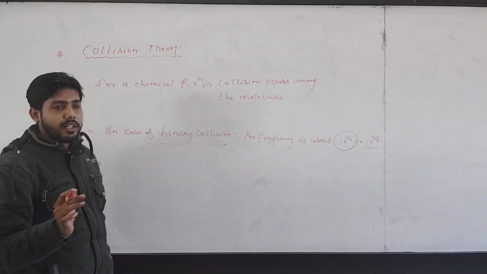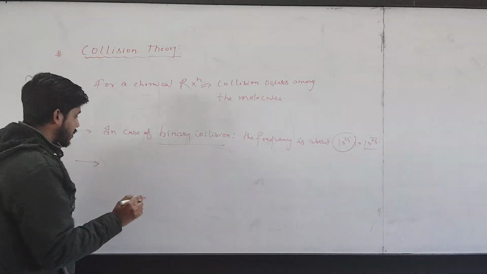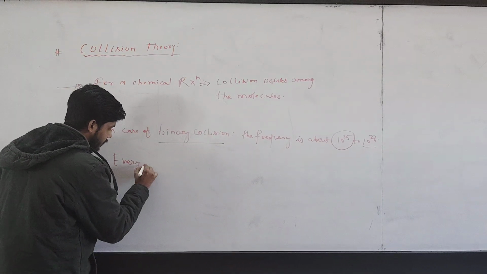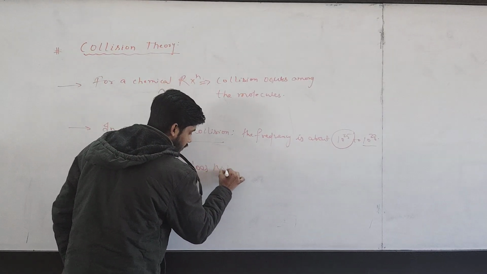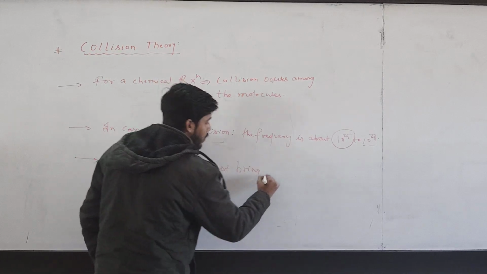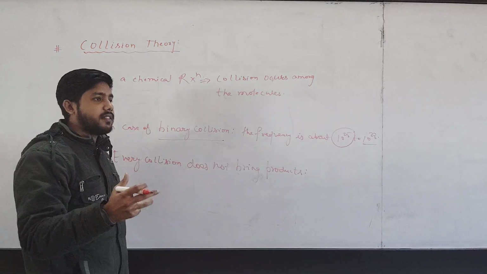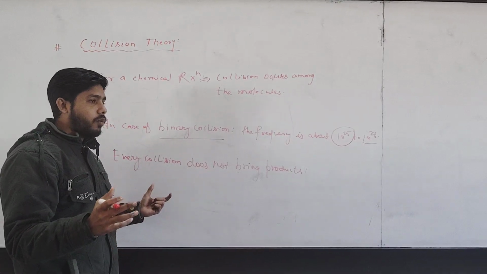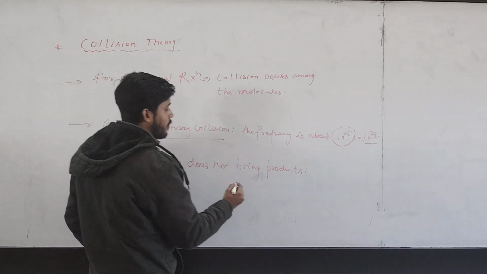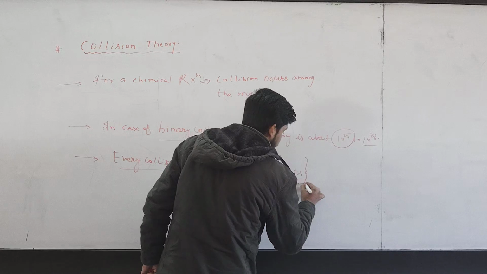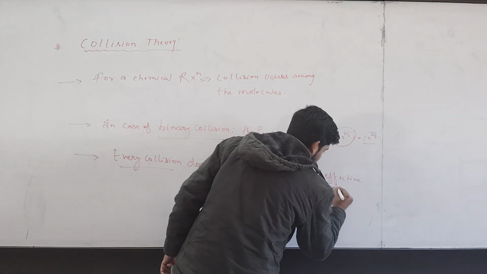And in case of a chemical reaction, whenever a collision occurs, every collision does not bring products. So when a collision occurs between the reactant molecules, every collision does not bring about the products. So that is called the ineffective collision.